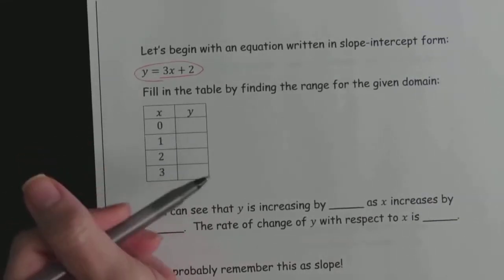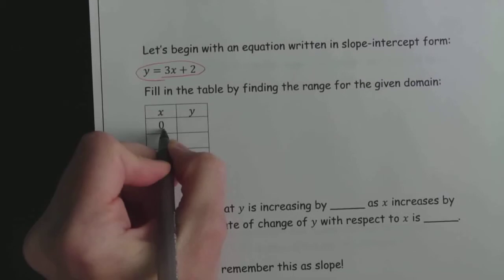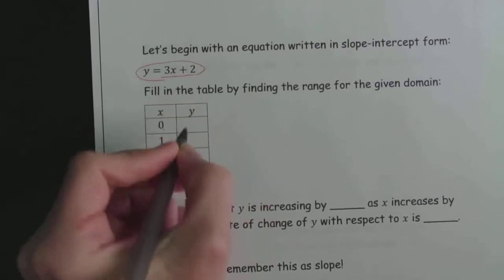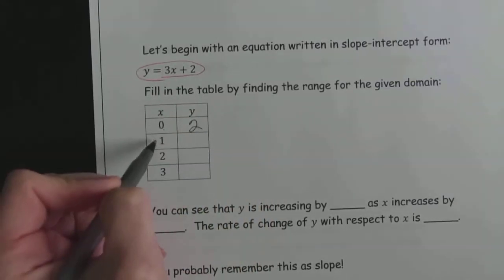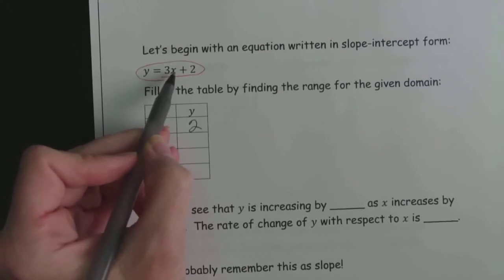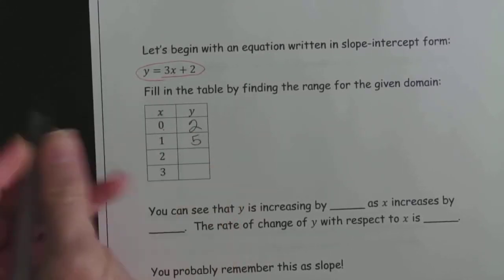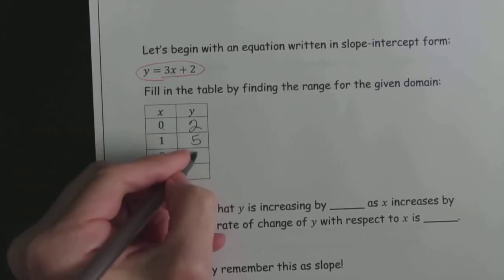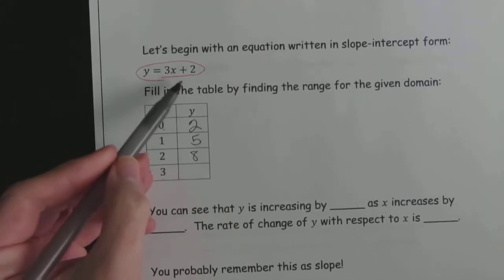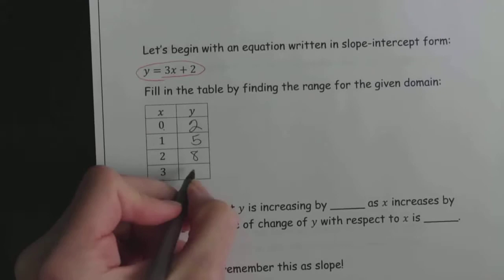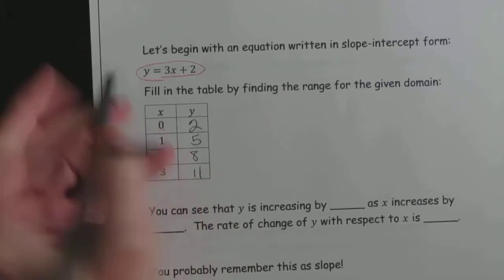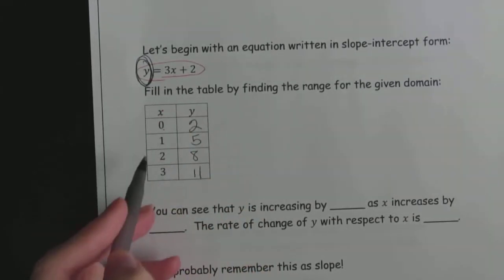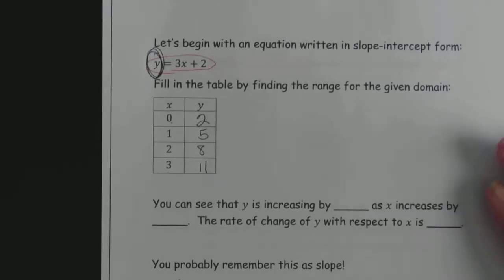Now, I think you're pretty good at this mental math, so I'm not going to write all this out. Can we do this in our head? If I put in 0, 3 times 0 plus 2 would just be 2. If I put a 1 in for x, 3 times 1 plus 2 would be 5. If I put 2 in, 3 times 2 plus 2 would be 8. And finally, if I put 3 in, 3 times 3 plus 2 would be 11. So I'm finding the y values in this column as x changes from 0 to 1 to 2 to 3.